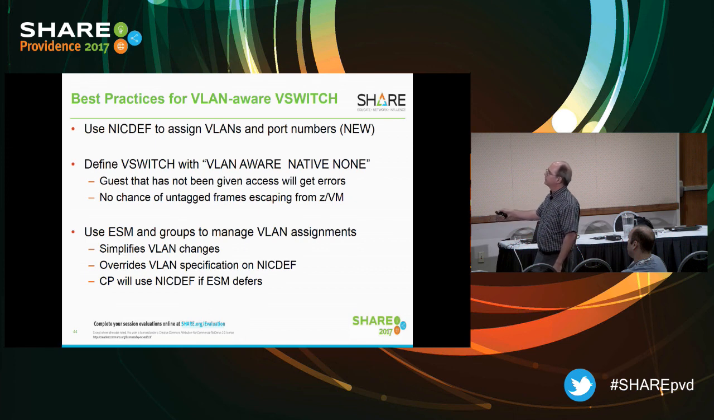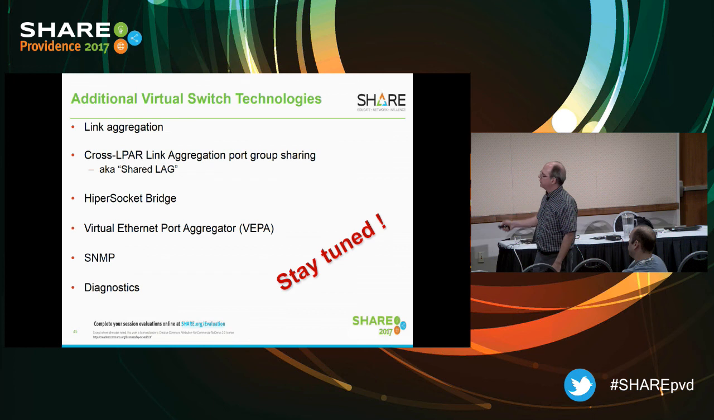You'll use NICDEF to assign VLANs and port numbers, so that's that new support. You'll use your ESM, if you have one, which of course you do, to actually assign. It'll actually simplify VLAN changes by being able to use the groups. So having group management and VLAN number assignments is just a million times easier. There's that VLAN aware native none.